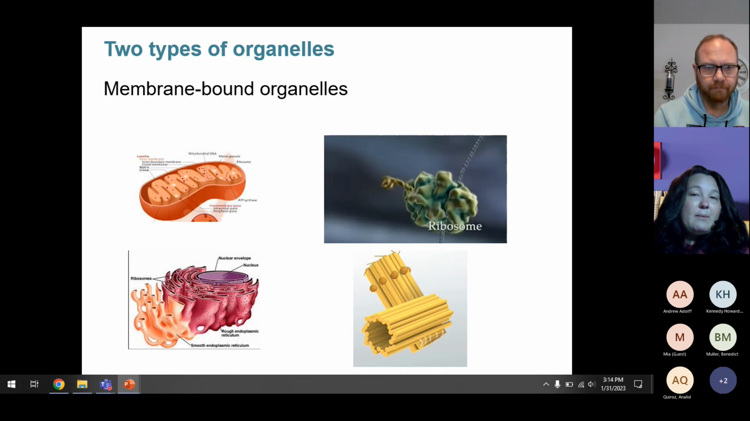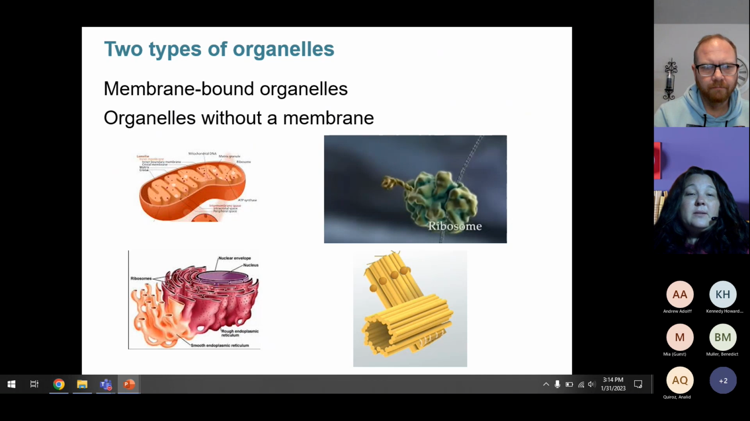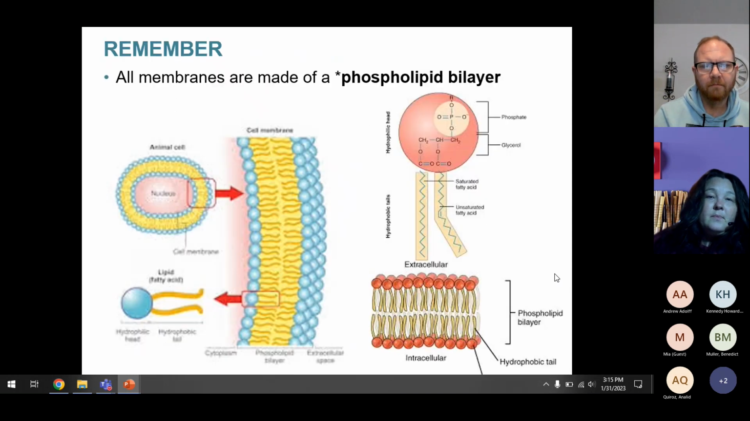Ones that are surrounded by membranes, we call those membrane-bound organelles, and ones that are not surrounded by membranes, we call those non-membrane-bound organelles. So membrane-bound organelles, I just want to show you, here's a couple. This is the mitochondria, and see that there's a membrane surrounding it. This is the endoplasmic reticulum. There's membranes surrounding those. This is a ribosome. It is a non-membrane bound organelle. And these are the centrioles. They are also non-membrane bound.